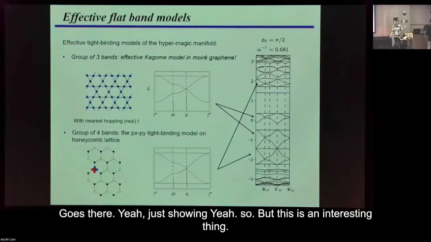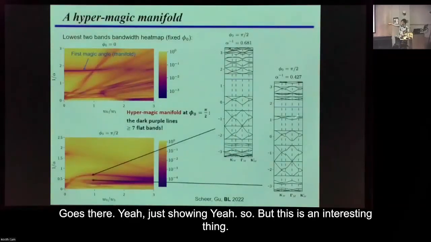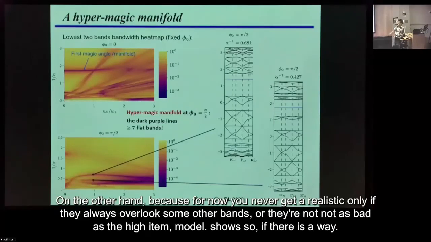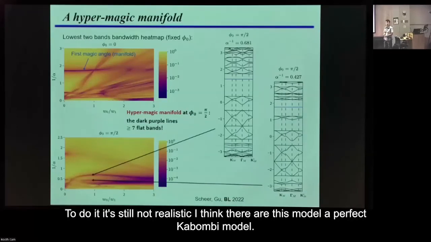This is interesting, on the other hand, because for all the Kagome materials, you never get a perfect flat band in a realistic Kagome material. They always overlap with some other bands, or they are not as flat as the tight-binding model shows. So if there is a way to realize this in a moiré system, of course, the proposal I talk about here is still not realistic, but if there are other proposals realizing this model, it will make a perfect Kagome model in the moiré system.